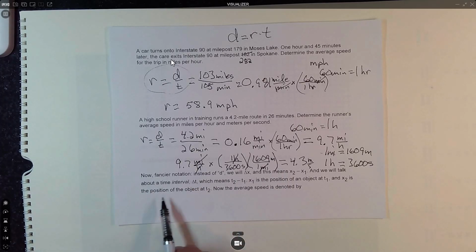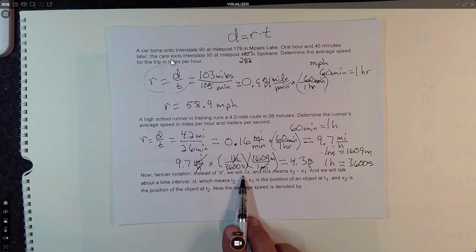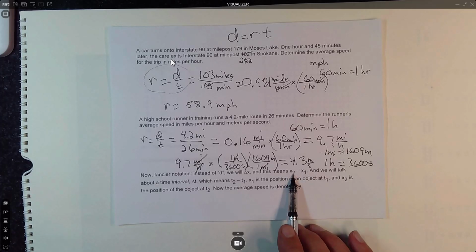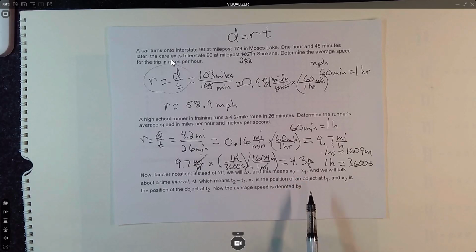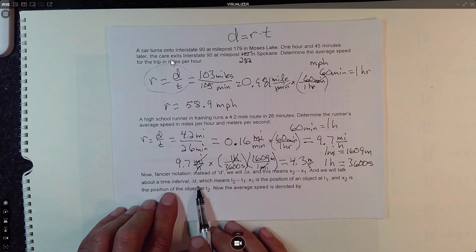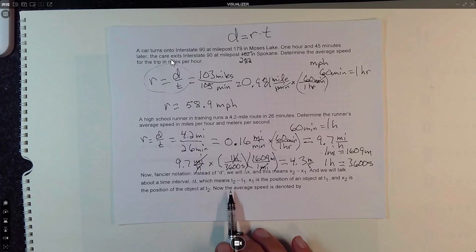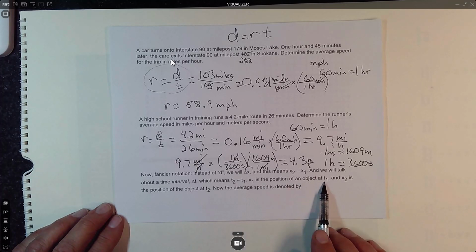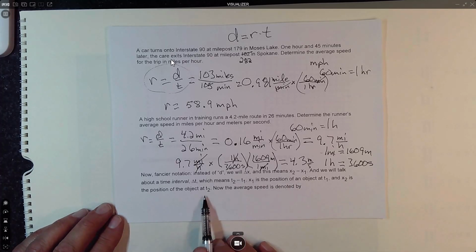Now, fancier notation. Instead of d's, we're going to use delta x, and that means x2 minus x1. In your textbook, they're using x1 minus x sub 0, x sub 1 minus x sub 0. It's still a delta x no matter what subscripts you put on these things. Then we'll talk about a time interval, delta t. That's t2 minus t1. And x1 is related to t1. It's the position at t1. x2 is the position at t2.